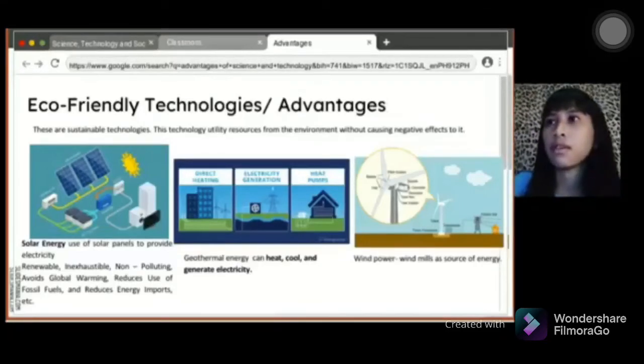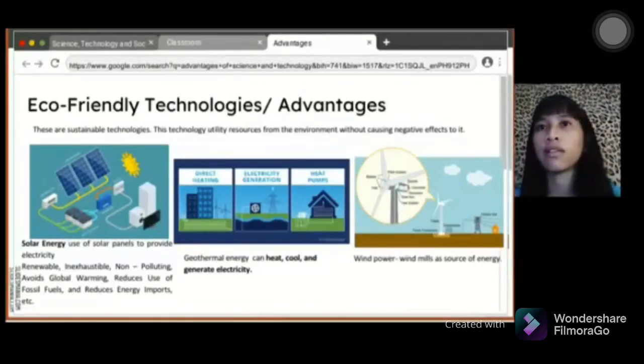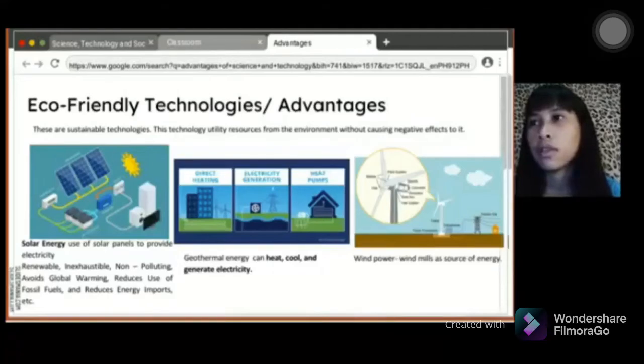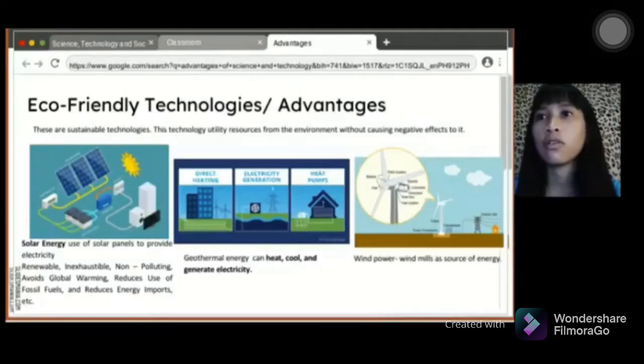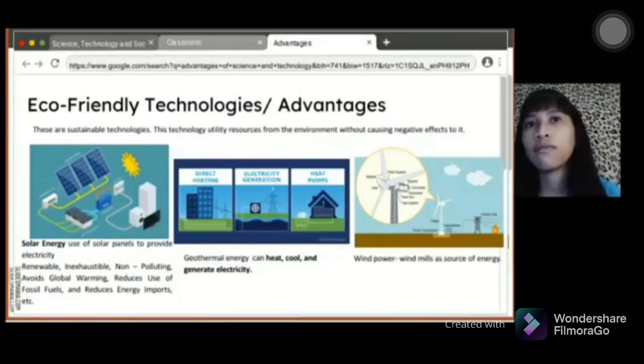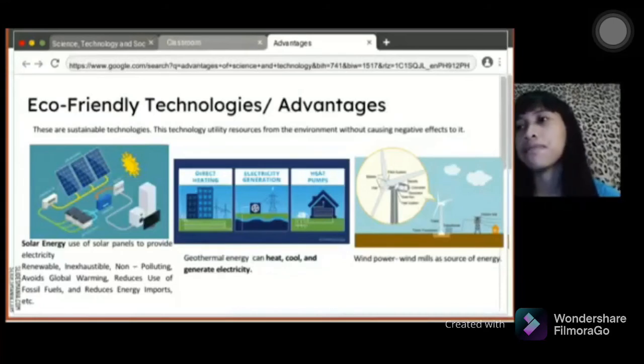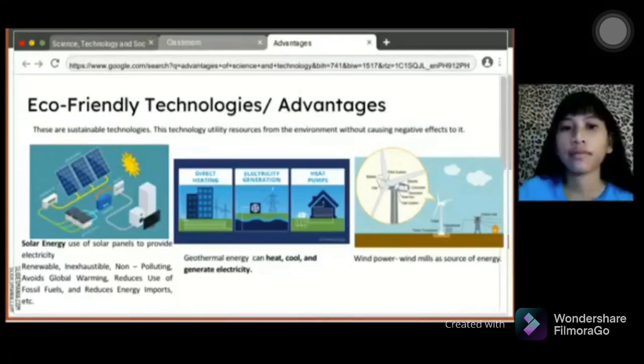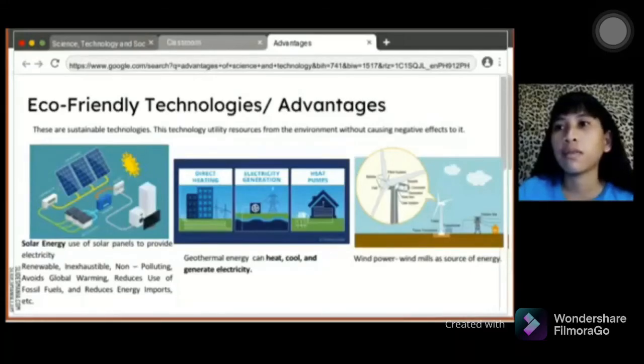The next is eco-friendly technologies. These are sustainable technologies that utilize resources from the environment without causing negative effects to it. Solar energy: the use of solar panels to provide electricity.